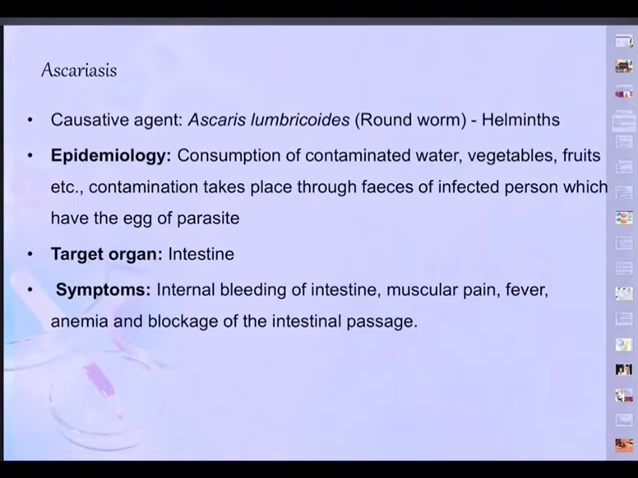And how to avoid that? If we know the epidemiology, it is consumption of contaminated water, so avoid contaminated water.